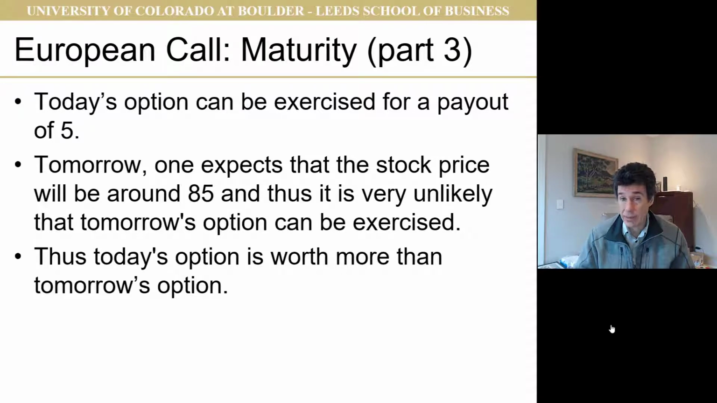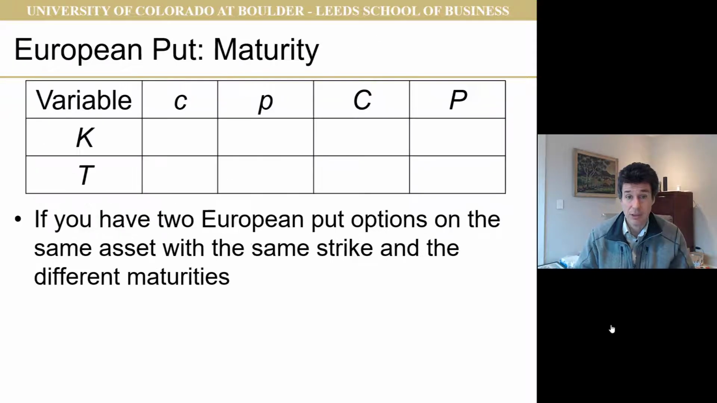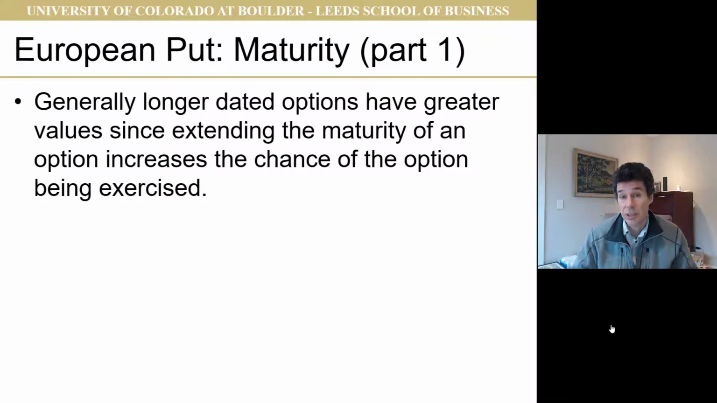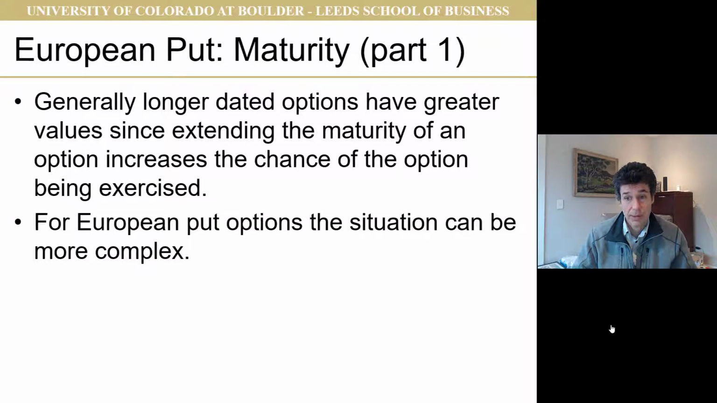Now, most of the time, this doesn't happen. Most of the time, an option with a greater maturity is worth more than an option with a shorter maturity, but sometimes it's not necessarily true. Okay, let's go back. Let's think about European puts. You can guess where this is going. If you have two European put options on the same asset with the same strike and different maturities, again, it depends. Now, this is a slightly different example for us. Generally, longer dated options have greater values, but for European put options, the situation can be more complex.